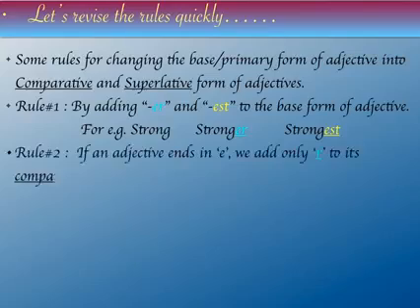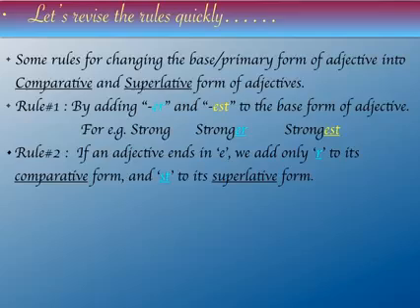Rule number 2 says if an adjective ends in e, we add only r to its comparative form and st to its superlative form. Let's see one example for that. For example, wise. Over here in this word, we already have e at the end of the adjective. So we don't need to add er. We can just add r to form comparative degree, that is wiser. And when we add st at the end of the word wise, it becomes superlative form of degree.